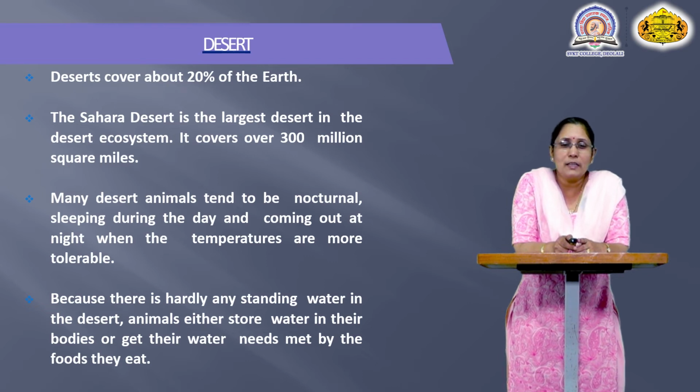Because there is hardly any standing water in the desert, animals either store water in their bodies or get their water needs met by the foods they eat. So we know very well that in the desert the water is very little, or sometimes there is no water. So how are these animals, which are surviving in this particular region, ready to overcome this problem?